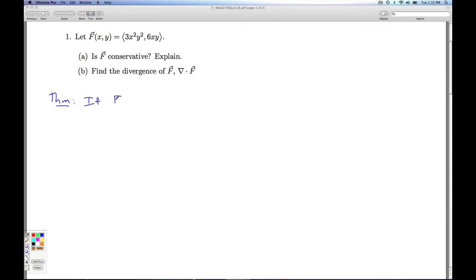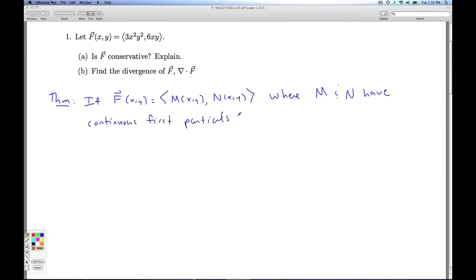If f is a two-dimensional vector field, so we're going to let m be the x component and n be the y component, where m and n have continuous first partials in an open disk, then we have the following check for conservative. f is conservative if and only if my at xy equals nx at xy for all x and y in that open disk.